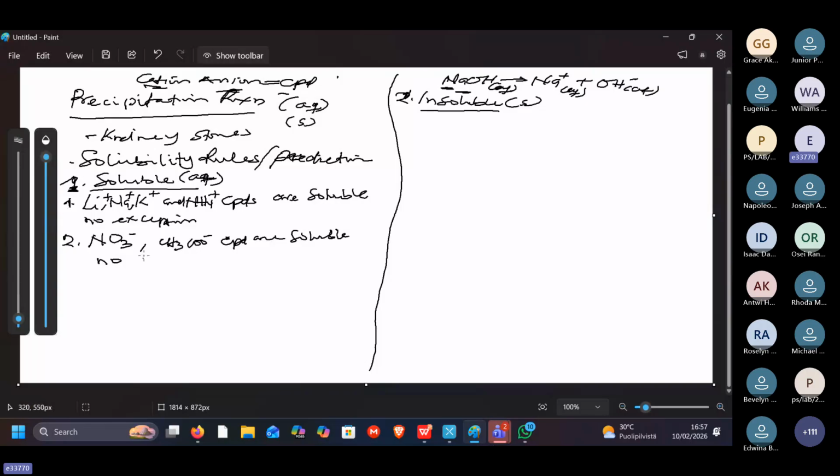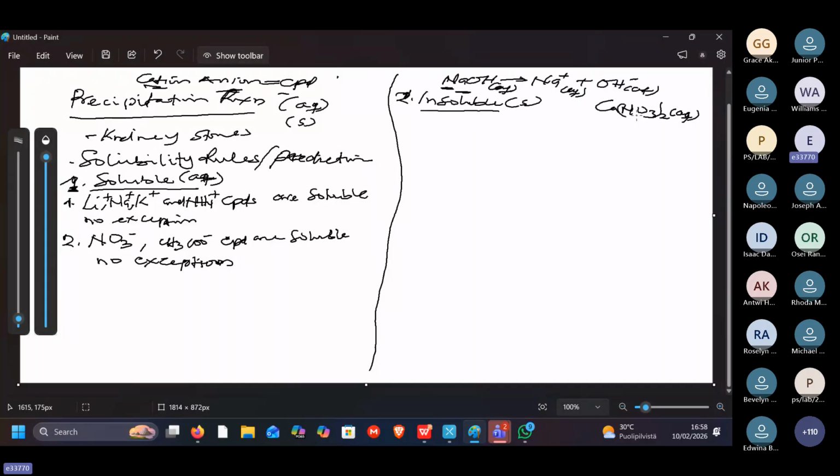So here, there are no exceptions. For example, if you have calcium nitrate, this is going to be aqueous. It's going to be soluble. No exception. So all nitrates and all acetates are generally soluble, with no exception to that rule.